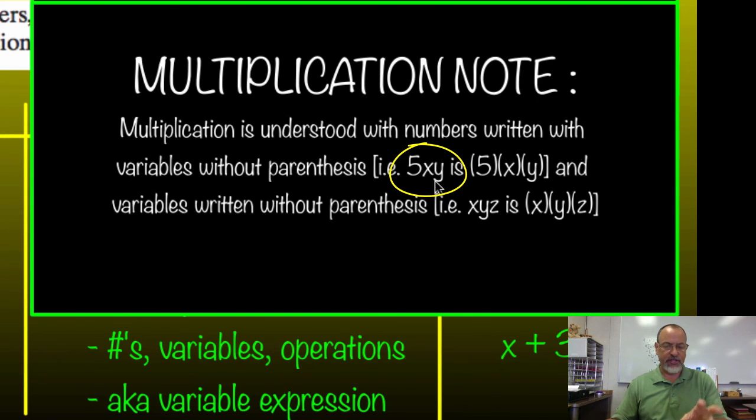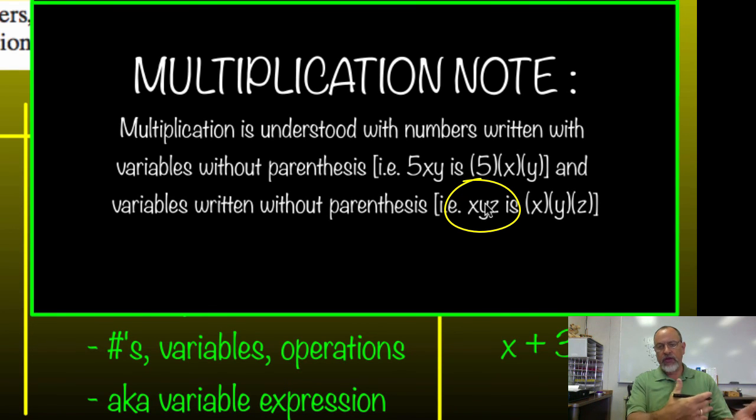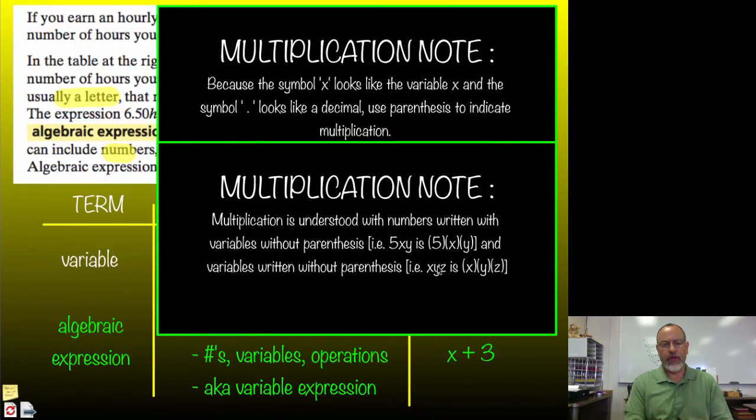So that's one of those translation things. This is 5 times x times y. That's what that means. Also, any variables written without parentheses, then we also understand that to be multiplication as well. So anytime you have symbols next to each other where there aren't any other operation symbols between them, it represents multiplication. Okay, so those are variables, those are algebraic expressions, and those are some things about multiplication that we want to begin using and looking at and being able to recognize as we translate moving forward.